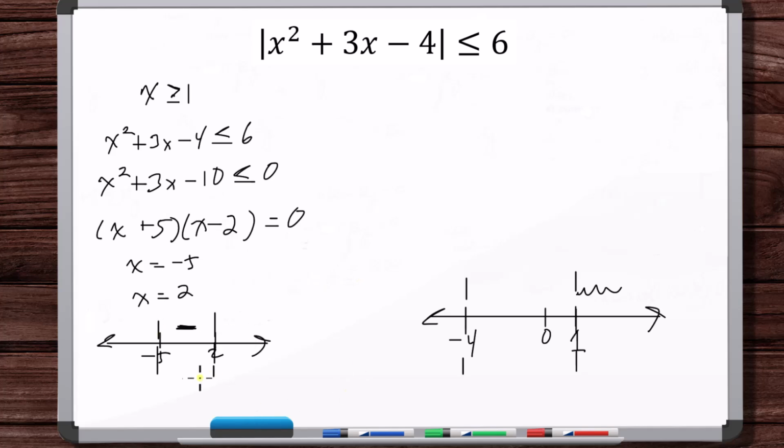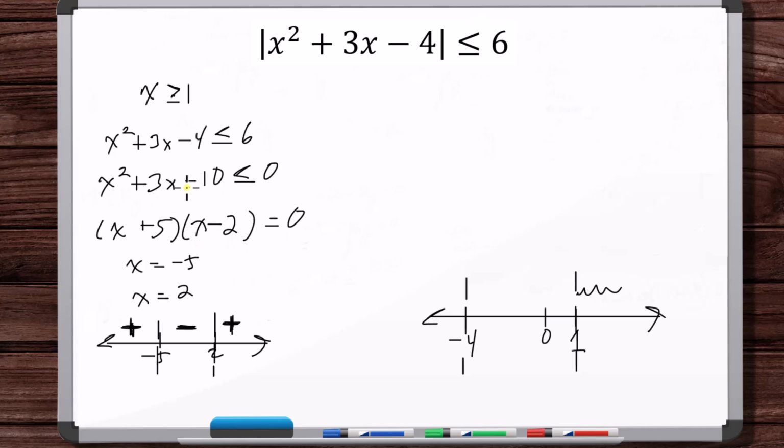So, okay, now let's plug in minus 6. So something over here to the left of minus 5. So minus 6 squared is 36. Minus 6 times 3 is 18. So we've got 36 minus 28. That's positive. Okay. So it's positive here. Now let's plug in something over here. So what about 3? 9 plus 9 minus 10. 18 minus 10. That's positive. Okay. And it's equal to 0 at minus 5 and 2.